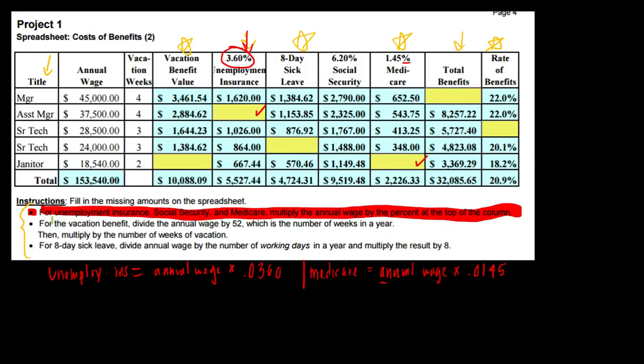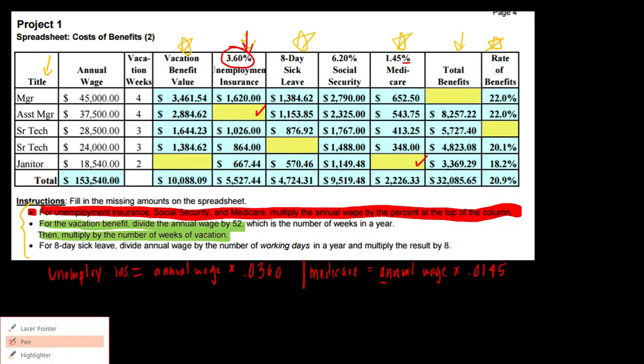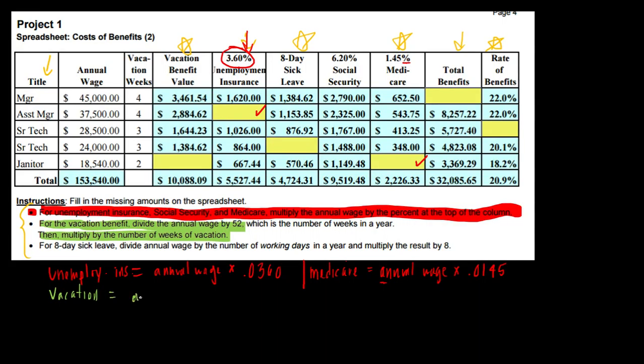Next, we come to a line that says, for the vacation benefit, divide the annual wage by 52, then multiply by the number of weeks of vacation. Okay. So for vacation, we'll take the annual wage and divide by 52. This converts annual wage into weekly wage because there are 52 weeks in a year. Then we multiply by the number of weeks of vacation, and that will tell us the value of this vacation. So that takes care of vacation benefit value.